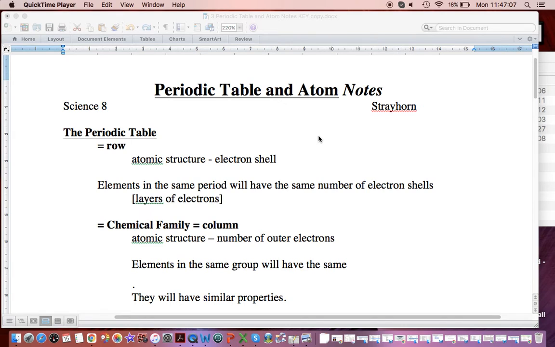Good day. Find this sheet in your package of notes, and we're going to throw a lot of vocabulary at it. So you may want to make flashcards after this, recopy your notes, get a handle on these words. If you do, chemistry will be a lot easier.